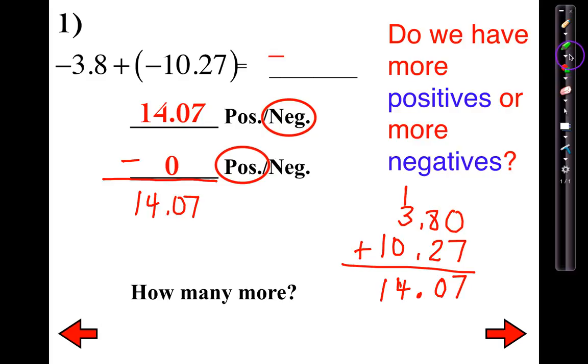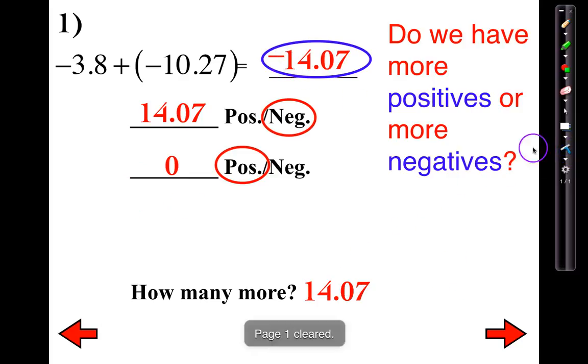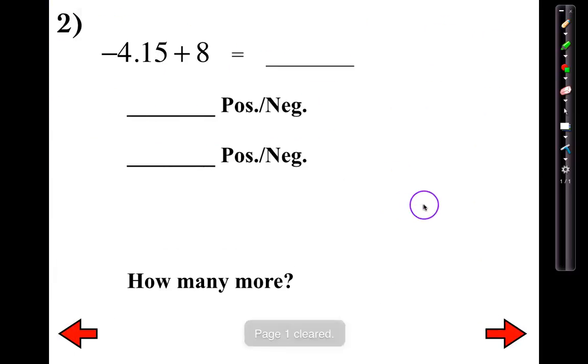So how many more do I have? Well, I have 14 7/100 more. So my answer is negative 14 7/100. Notice since I already placed a negative, I don't have to worry about it. I know that my answer is going to have that negative sign ready to go. Okay, on that note, let's go ahead and move on to our next example.